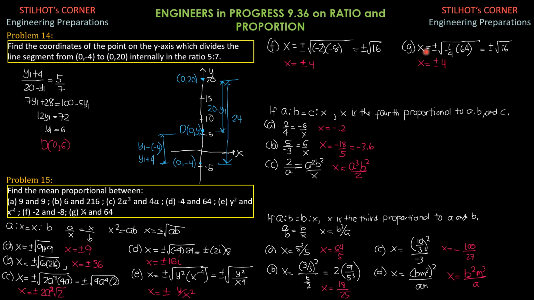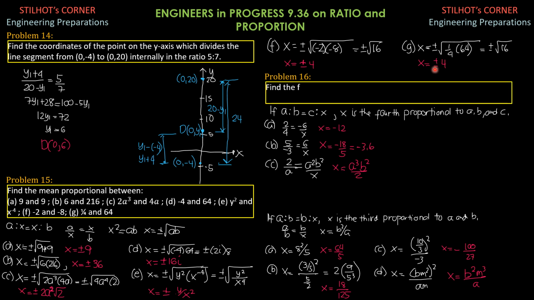Then part G, x, the mean proportional between 1/4 and 1/64 is plus minus square root of 1/4 times 1/64, so plus minus 1/16, so it is plus minus 1/4.